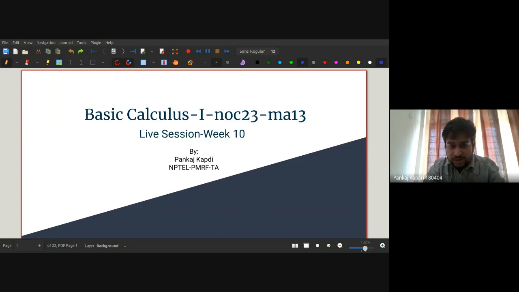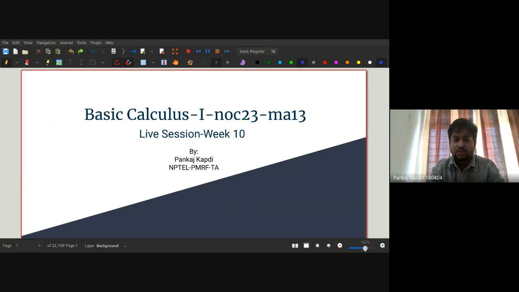So this is our live session for week 10, and today we will be discussing some problems which are related to application of integration. Last week we discussed a problem where we were finding area of curves bounded by, we were finding area below the curve and above the x-axis like this. So we were finding area of some bounded regions using integration. This week, mostly the problems will be based on finding volume of certain solids.